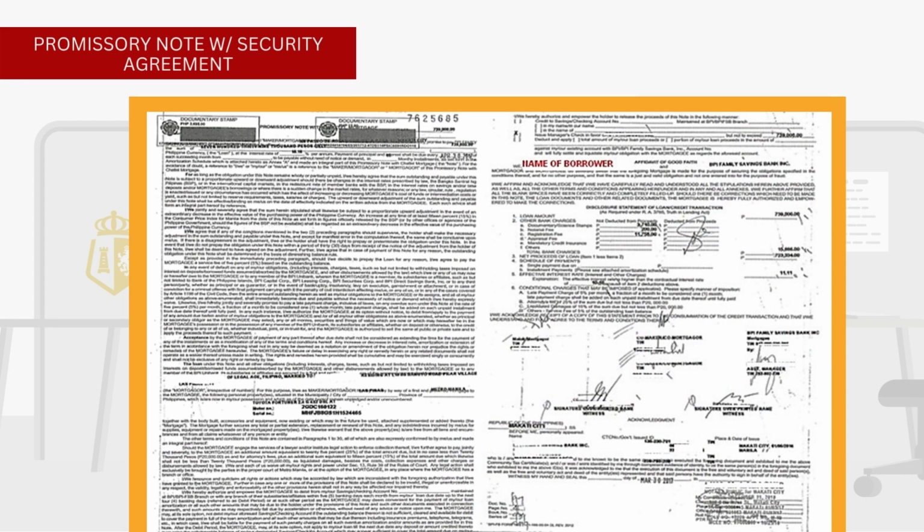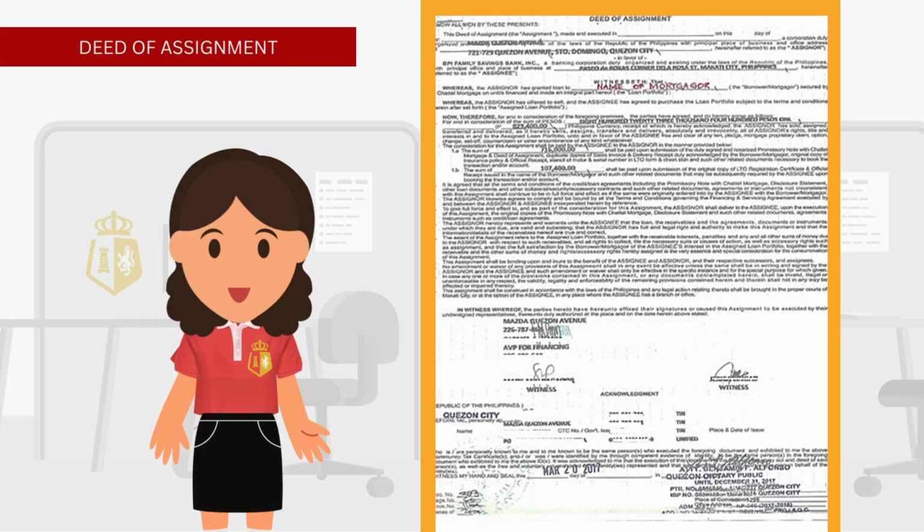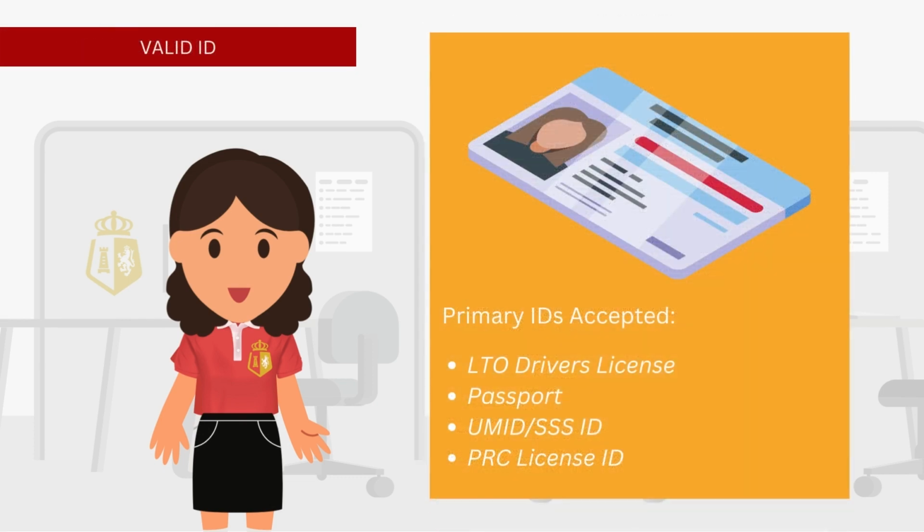Promissory Note with Security Agreement is a bank form signed by the client that serves as binding agreement between the client and the bank pertaining to the availed loan. This document also contains loan details and charges collected from the client. For dealer-generated accounts, the dealer submits Deed of Assignment, a document showing proof of assigned receivable to the bank.